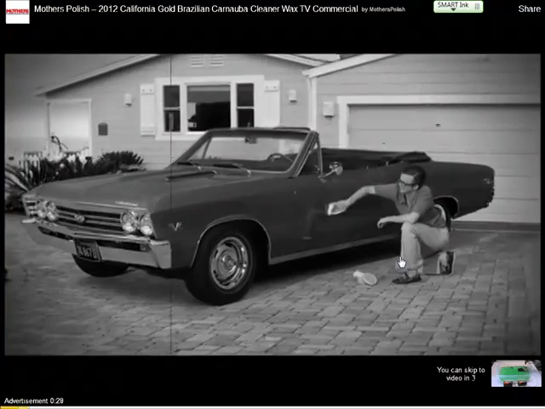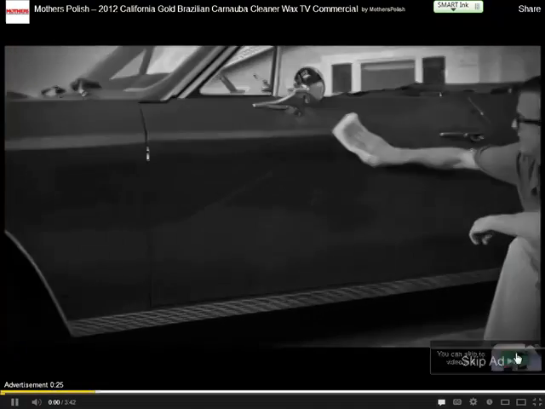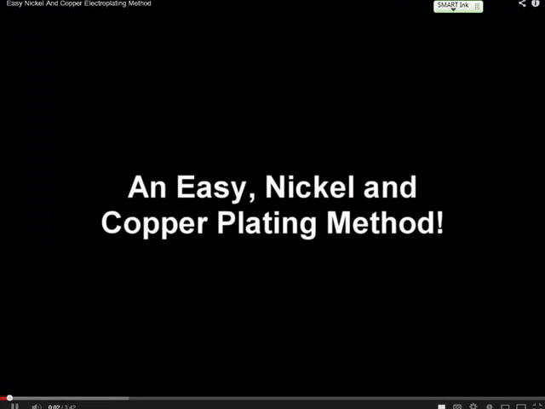Over the years, car enthusiasts have relied on premium-grade Brazilian carnauba to keep their cars' finish looking sharp. I wanted to see how to get clothes inside.